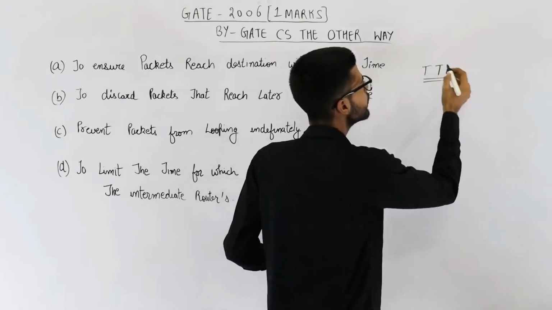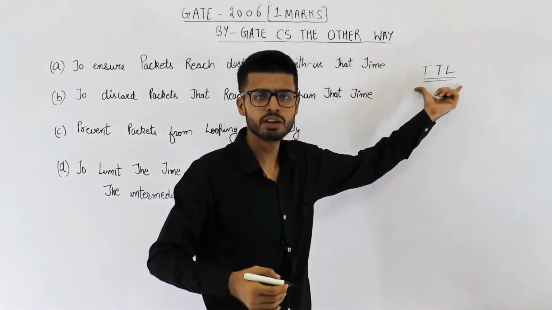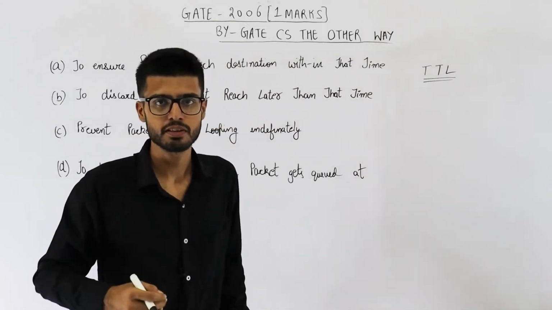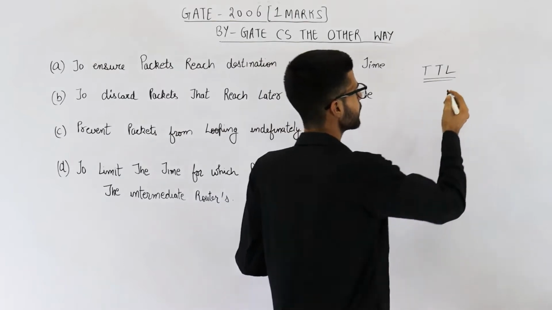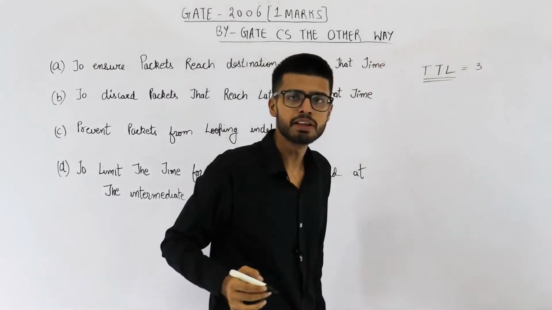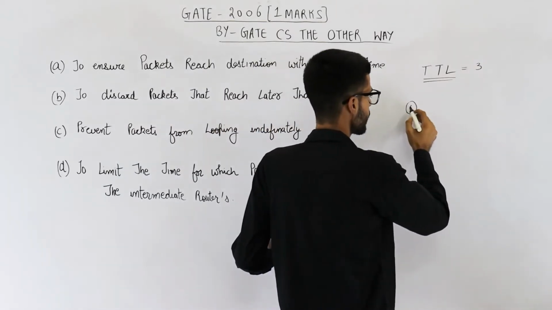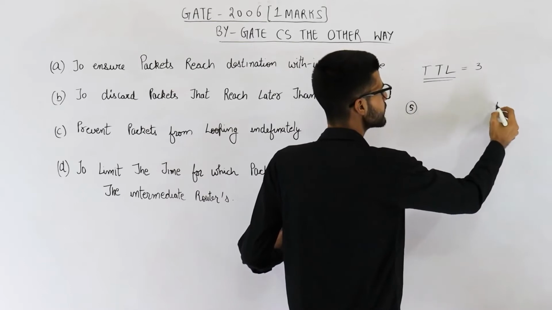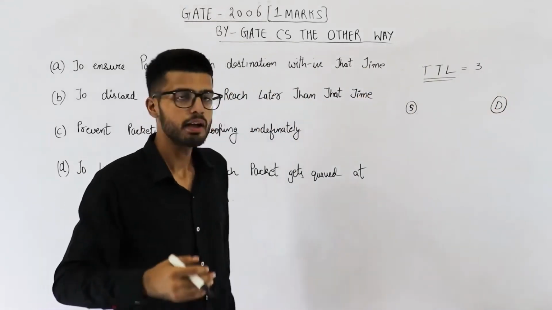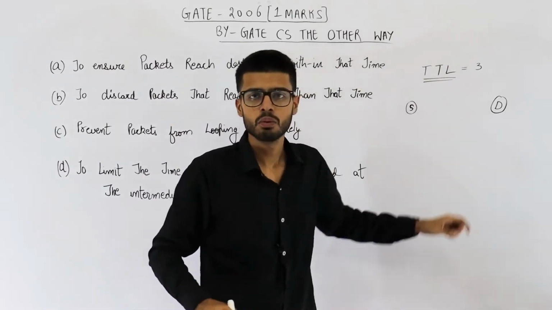TTL stands for time to live. TTL is actually a number that indicates how many hops are allowed for a specific packet. For example, if TTL for some packet is 3, this means that starting from the source to destination, it can take a maximum of 3 hops. If 4 hops are required, at the 3rd hop only, this packet will be discarded.